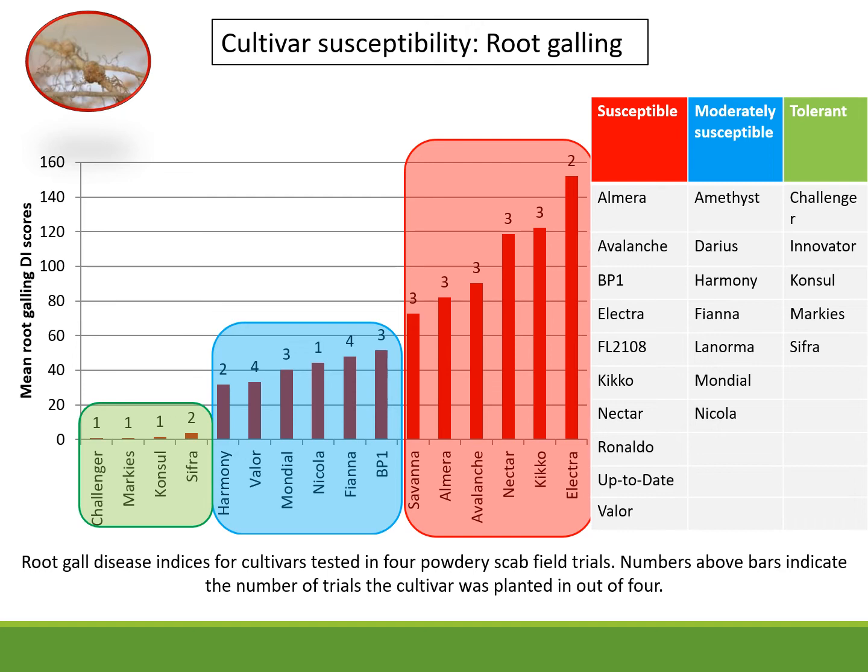You will notice that not all of the cultivars were planted in all of the trials, so I don't have a lot of stats for some of the cultivars. But generally what I want you to see is we do have a range of susceptibility in terms of root galling. Those cultivars highlighted in the red block are highly susceptible to root galling. Those in blue were moderately susceptible, and those shown in green, although not all of them were planted in more than one trial, did not develop a lot of root galls. So there is a choice in terms of root galling.